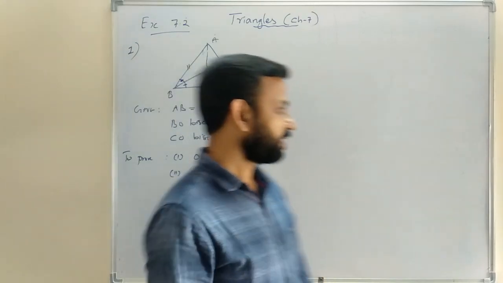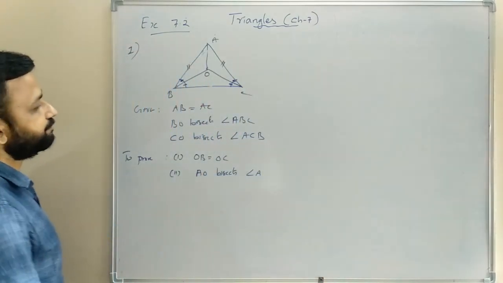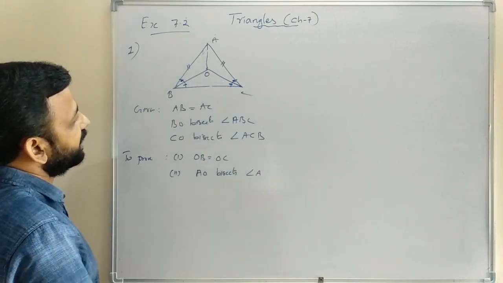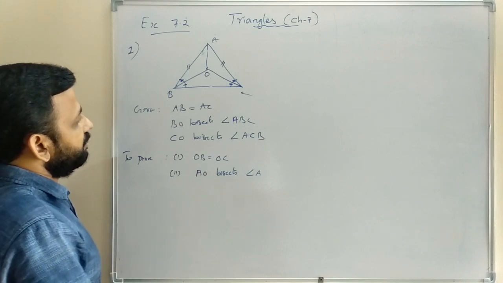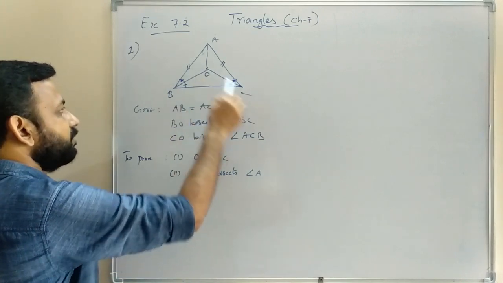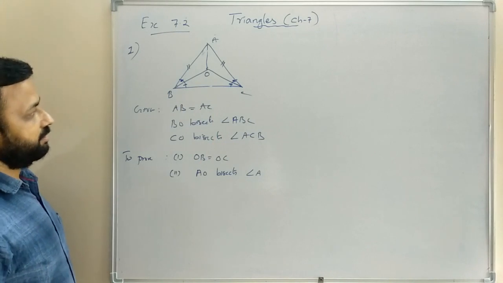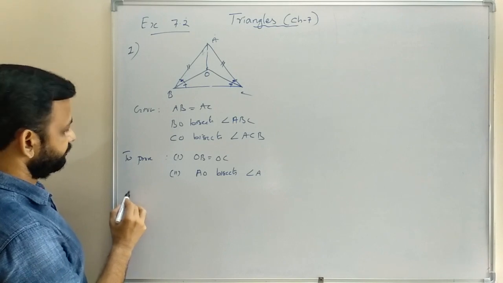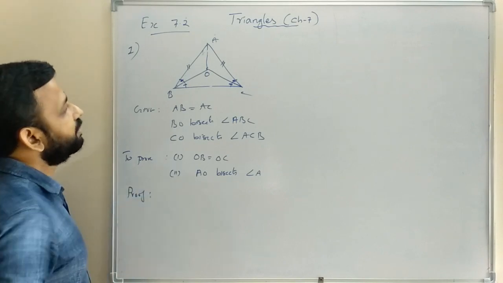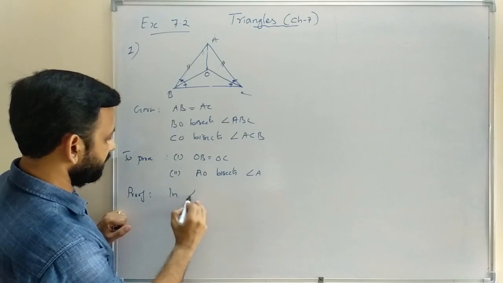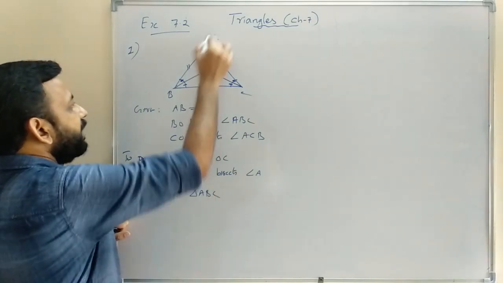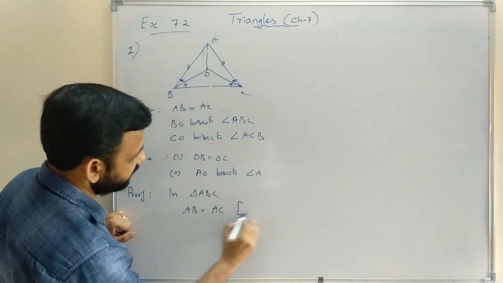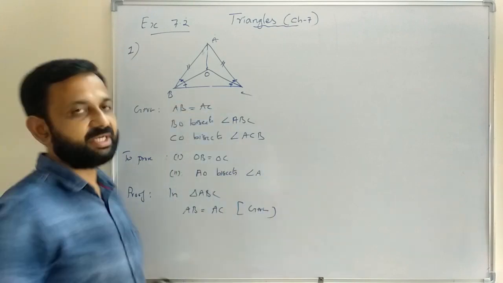So first we have to prove that OB and OC are equal. Proof: In triangle ABC, AB equals AC, that is given.